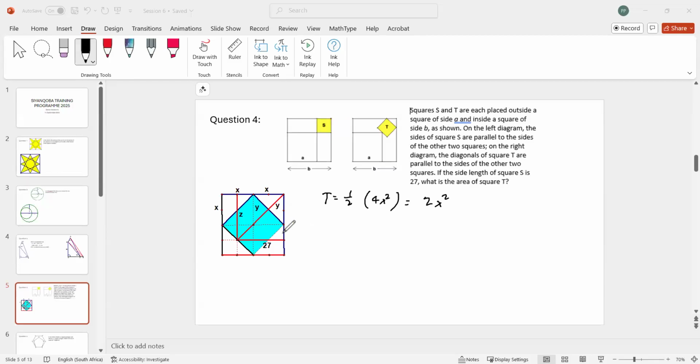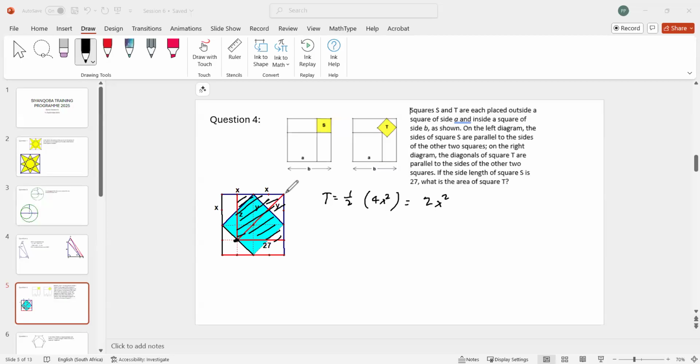Now, we know that S is this part here. You see this S, it's this part, this square here. All right. So now, what is the area of the shaded part?